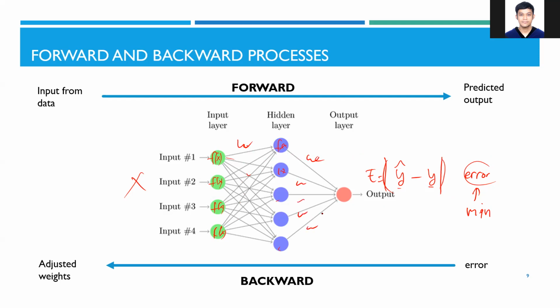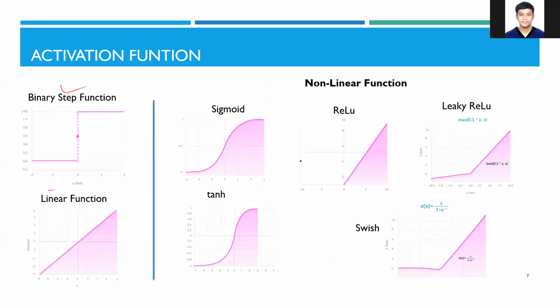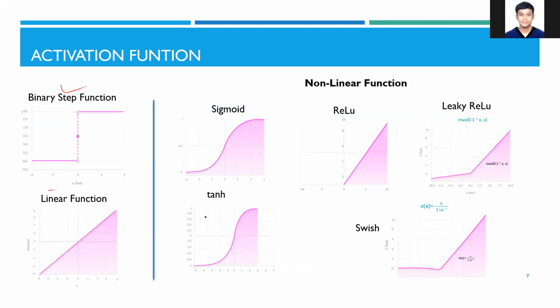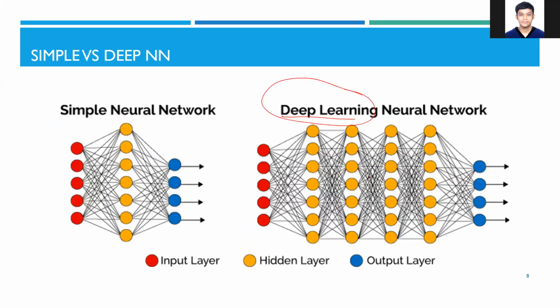Okay, so the error here will be minimized if we can find the optimal weights. So here, back to weights. This weight, this weight, this weight. We have to find out what is the value of each weight, so then the output, or the error, is very small.